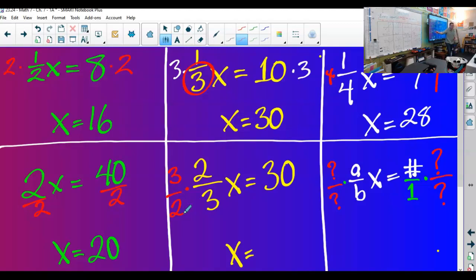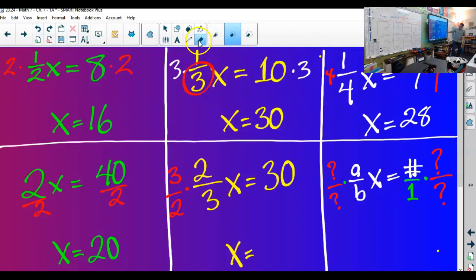If you have 2 times something, we divide by 2 to undo it. This is 2 times. The 2 on top is multiplication. The 3 on bottom is division. So what's happening here is both multiply and divide. So we do both, multiply and divide, to undo it.